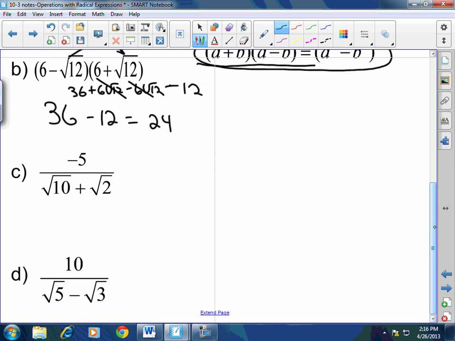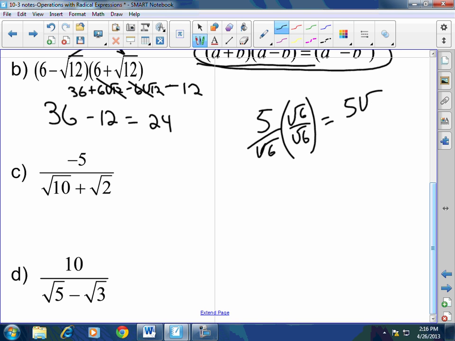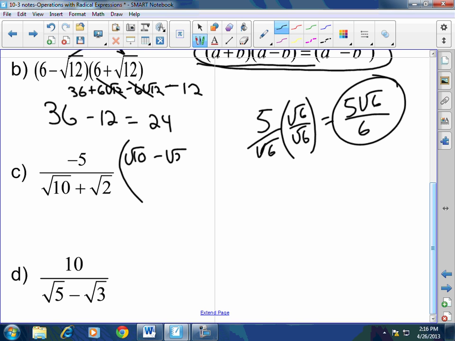Now, last section we learned how to rationalize. If I have 5 over the square root of 6, I rationalize by multiplying the square root to both top and bottom. So I get 5 square root of 6 over 6, right? Same kind of concept here. When you have 2 radicals in the denominator, you're going to get rid of those radicals by multiplying by the conjugate. So to get rid of this denominator of square root of 10 plus square root of 2, I'm going to multiply square root of 10 minus square root of 2 to both top and bottom.